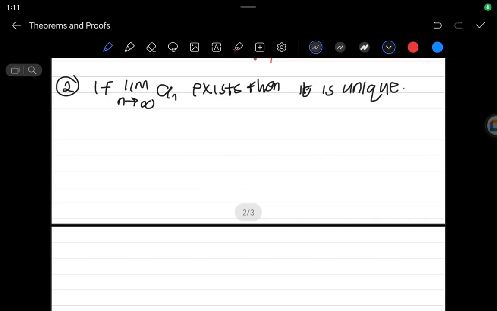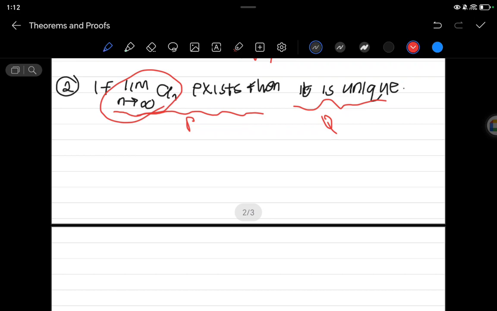Now we're given this question: if the limit as n approaches infinity of a of n exists, then it is what? Unique. So even though we know that if this limit exists then it is unique, we're supposed to assume that this limit is equal to two different values, it can be L1 and L2, it can be L and M. And then at the end, we show that those two are equal.